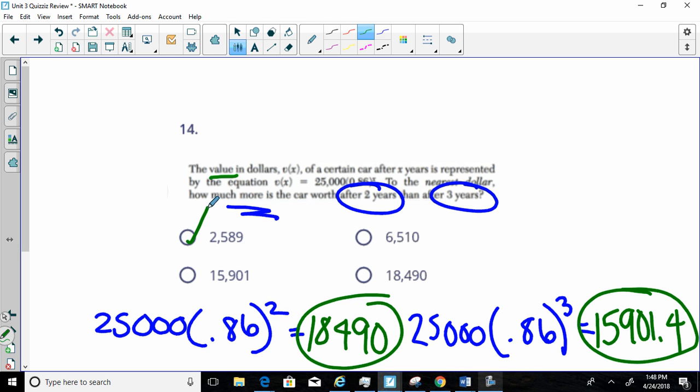So how would you know it's subtract? Because you need to understand what the problem's asking. It says how much more is the car worth after 2 years? So here's the car after 2 years, and then after 3 years. Remember we did that car payments project? And we could see the value of the car went down. So we can see that the more years that pass, the less the car is worth. So it's kind of understanding the question.